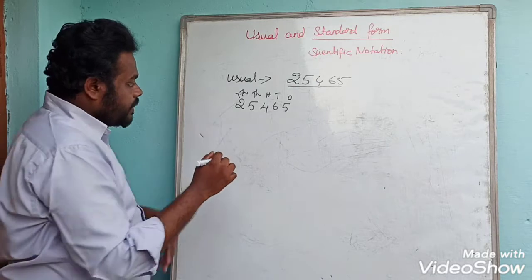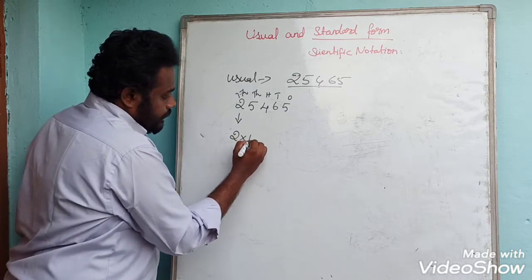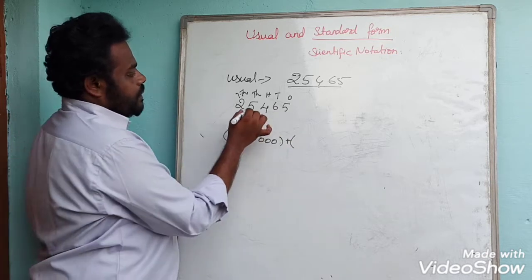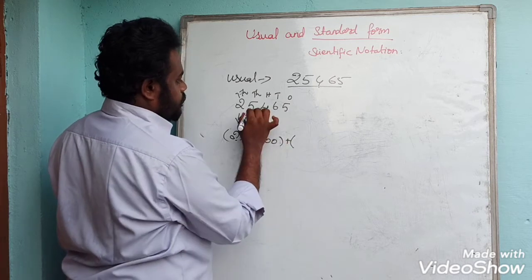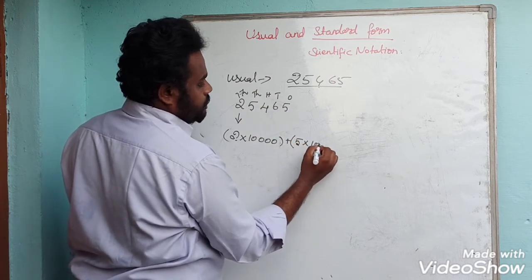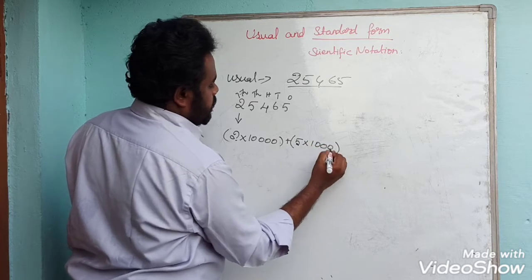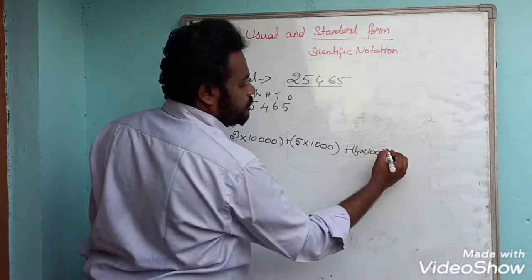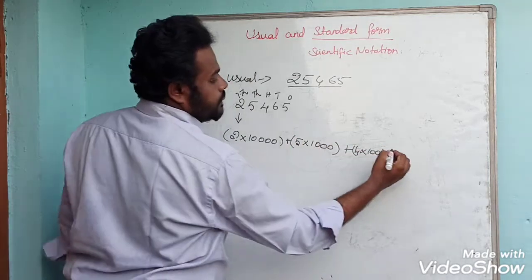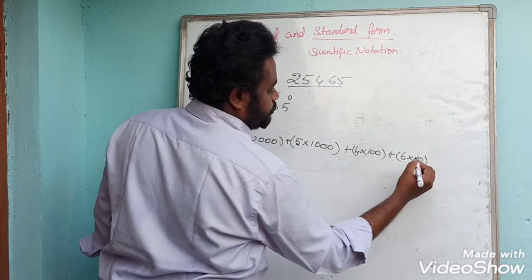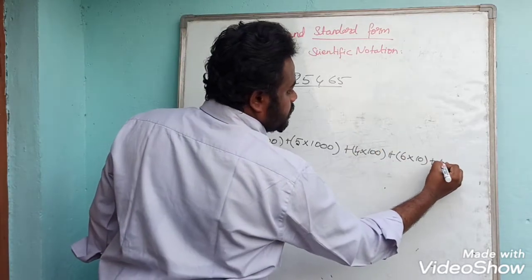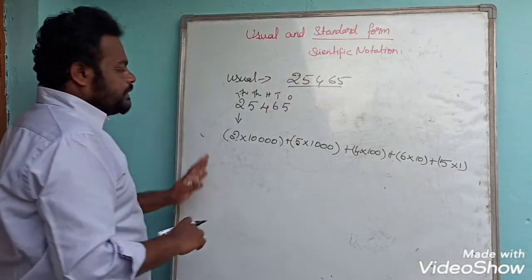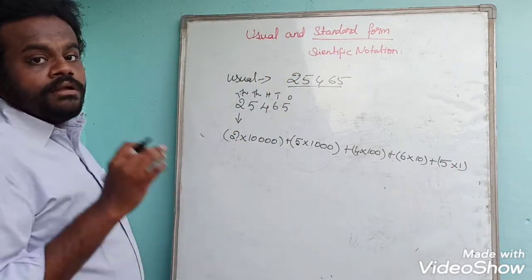So 10,000 can be written in the form 2 into 10,000, plus 5 into 1000, plus 4 into 100, plus 6 into 10, and plus 5 into 1. All this expansion I have to write with base 10 and powers.